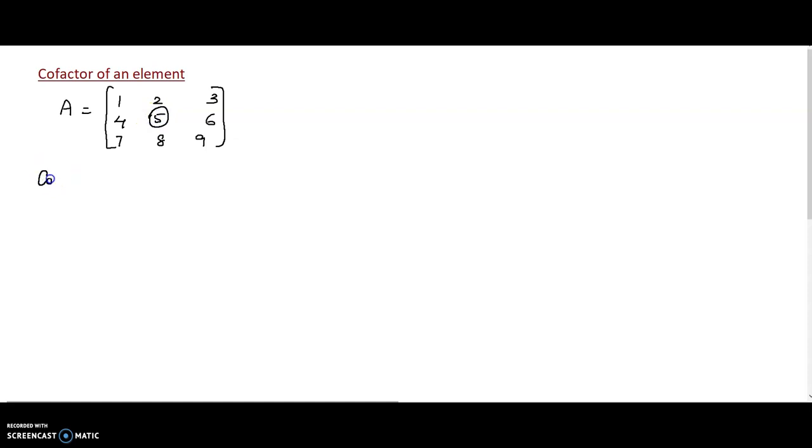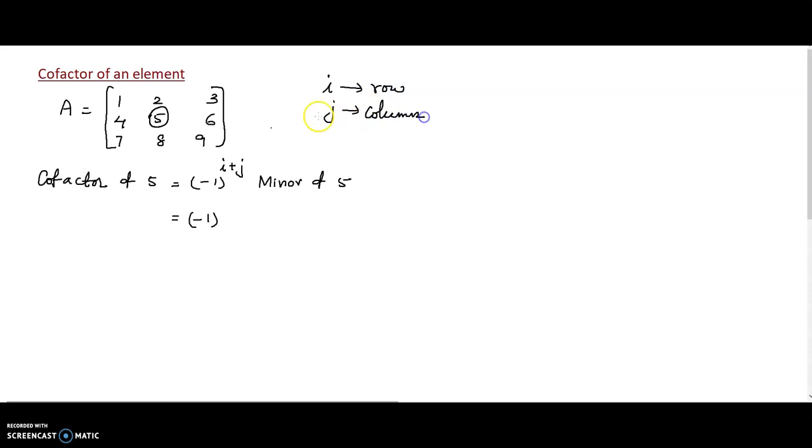Just now we have seen the definition. Cofactor is nothing but the minor of an element multiplied by minus 1 power i plus j. So we need to write minus 1 power i plus j into the minor of that element 5. That will give us the cofactor. Remember, i stands for row and j stands for column where that element 5 is present. This 5 is present in the second row and second column.